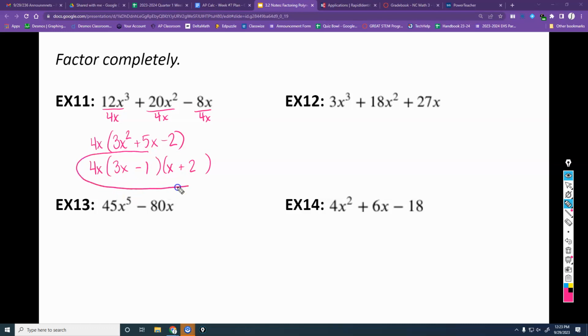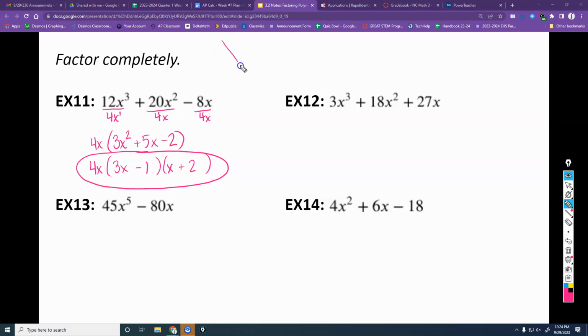So here is your answer for the first one. The 3x squared here. So whenever you're doing your greatest common factor, you're just dividing. So whatever number you can divide by, you're pulling it out here. So 12 divided by 4 is 3. And then you had 3 x's. This is just 1x, so you took 1 away, and that just gives you 2 x's right there. And then here, 20 divided by 4 gives you the 5. 8 divided by 4 gives you that 2. Okay. All right, questions on 11?